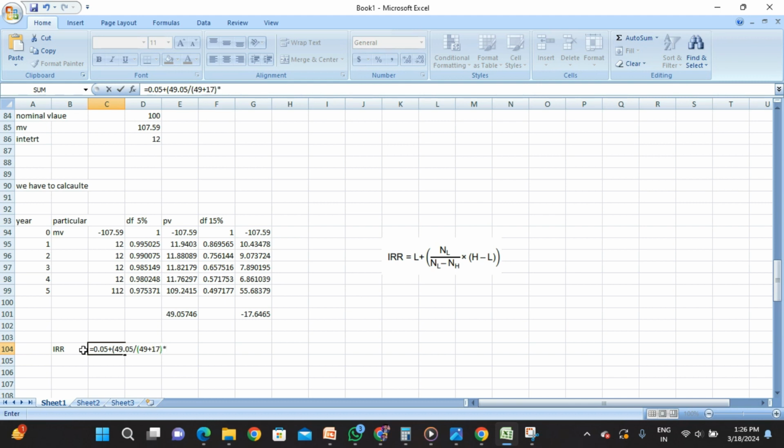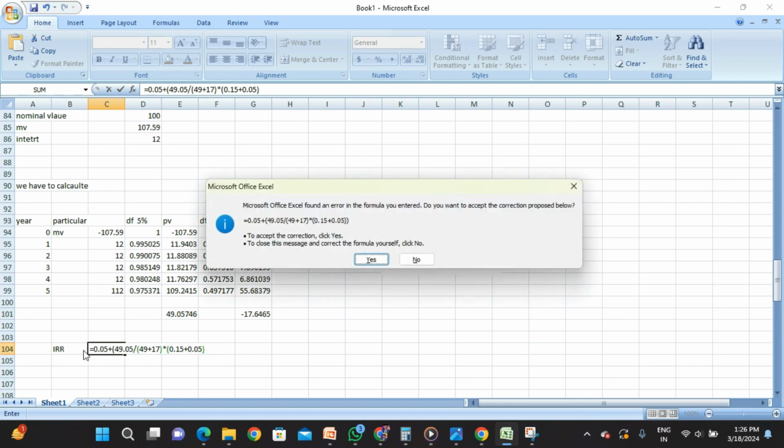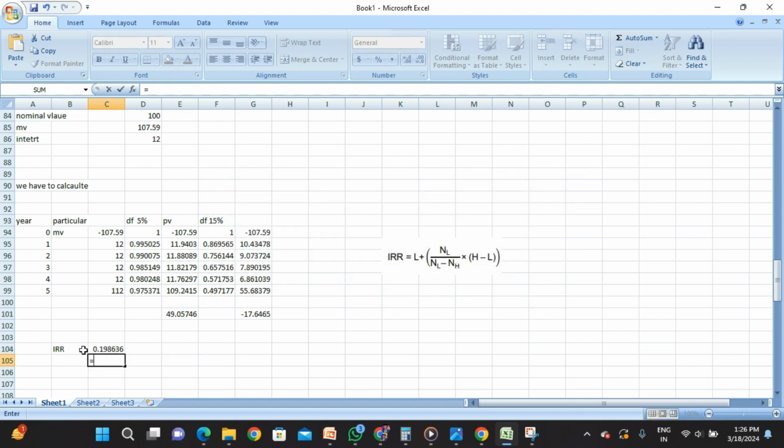We have to multiply, bracket open, and NPV at higher, what is the higher rate, is 15%, so 0.15 minus 0.05, bracket close. You will get 0.19. So the answer will be 19.8%. It's very easy, very easy.